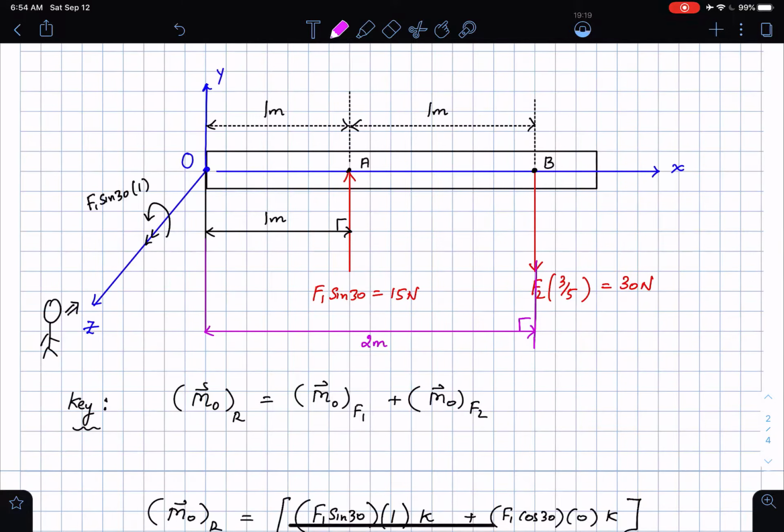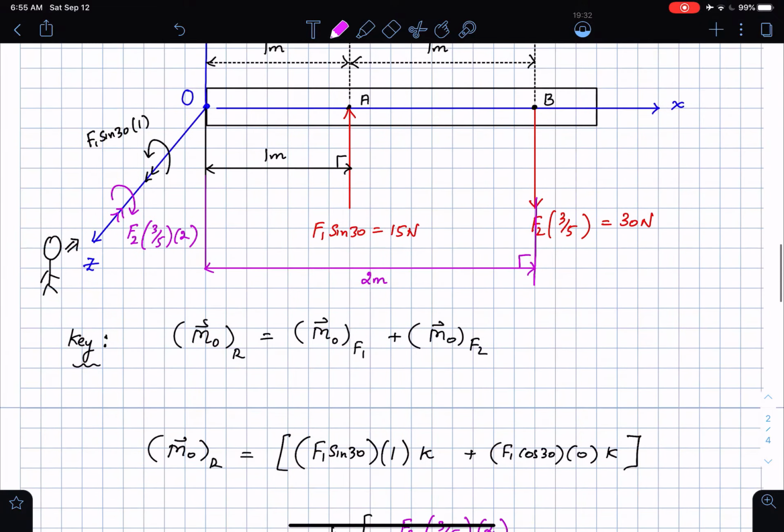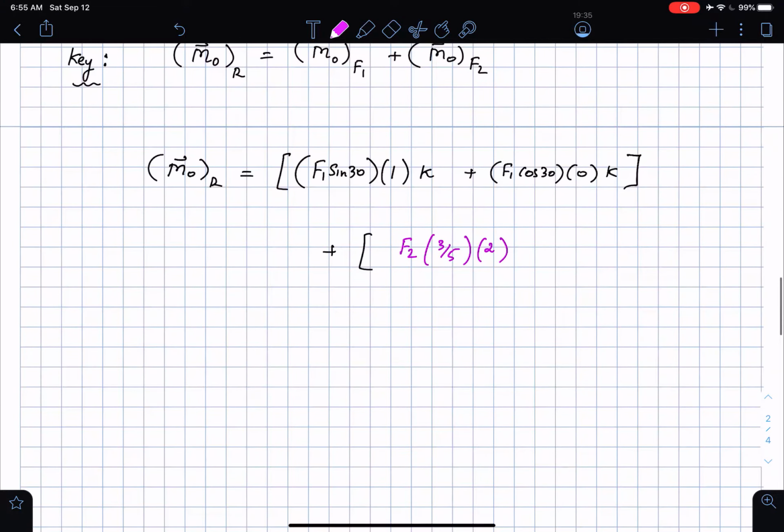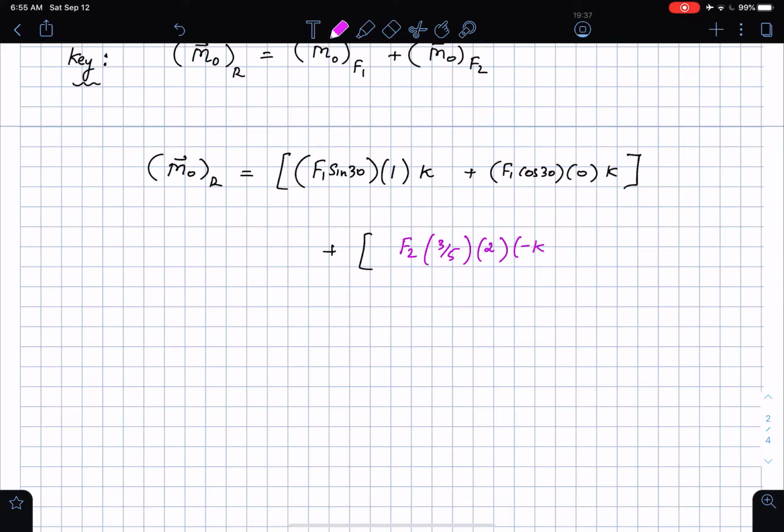Okay, so if I do that according to the person who's sitting here and observing the moments, this is going to be F2 times 3/5 times 2. Okay, that is the direction of that moment, which means that it's going to be a negative k. So this is actually going to be minus k. And you're going to have the other one, which is F2 times 4/5 times 0 in the k. That doesn't make a difference whether it is positive or negative k. So here this is gone, we just got rid of them.